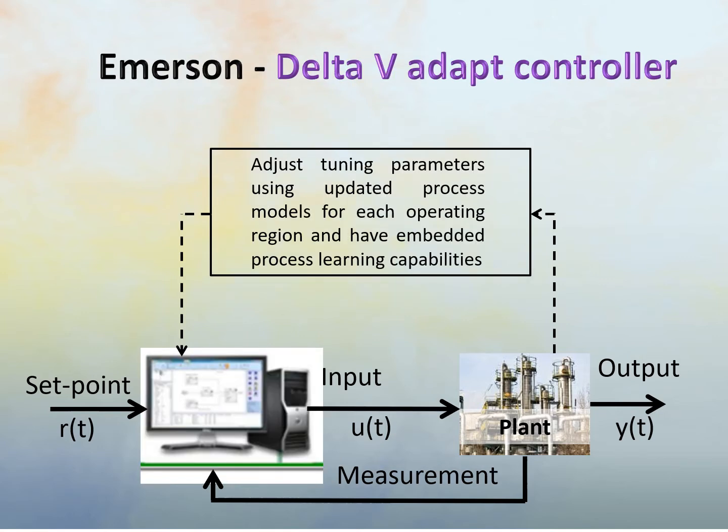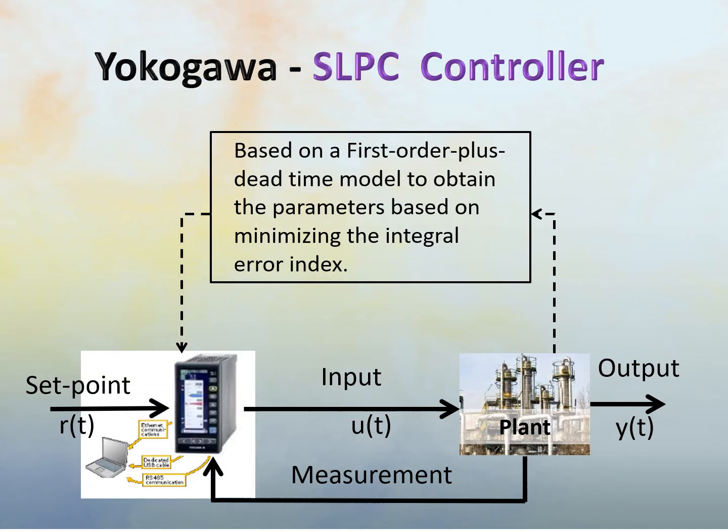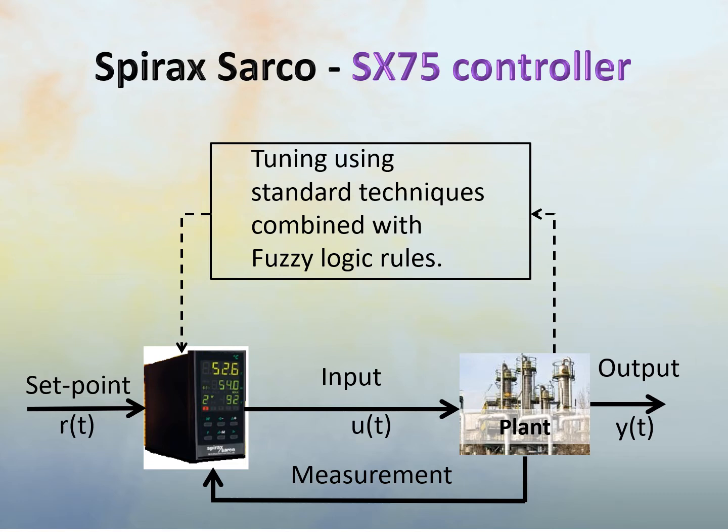Emerson DeltaV uses the updated process models of each operating region to do the tuning. Foxboro uses error response curve with heuristics and pattern recognition to do the tuning, which you have seen in your lab. SLPC uses a first order plus dead time model to minimize the integral error and do the tuning, as you also have seen in your lab. And the Pycon uses a standard technique with fuzzy logic.